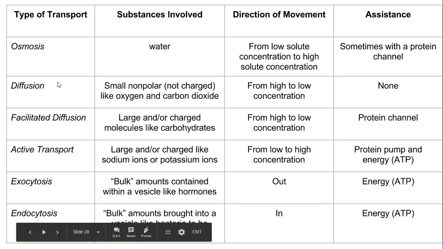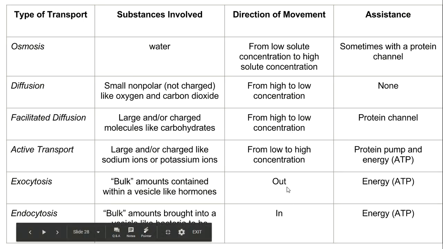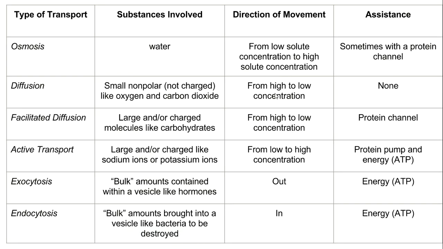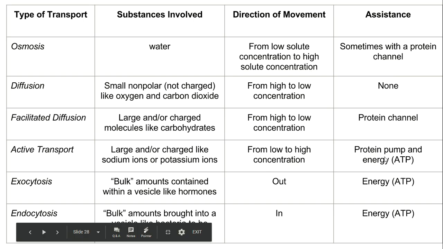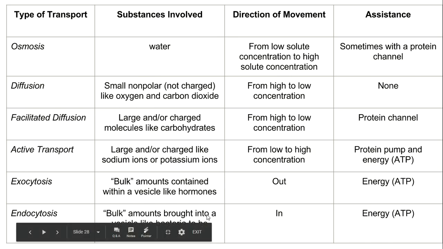So again, this is our 6 types of transport, what substances are involved, and examples here, and where is it going, and only 2 of these are only in or out. The other 2, it all depends on the concentrations or how crowded things are. And then all of these, whether they need channels or pumps or energy. So that's our forms of transport. Hopefully that's helpful. And that's that.